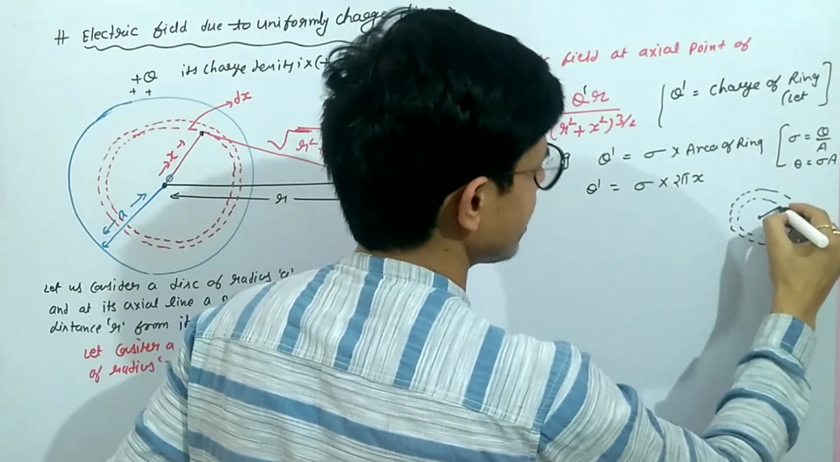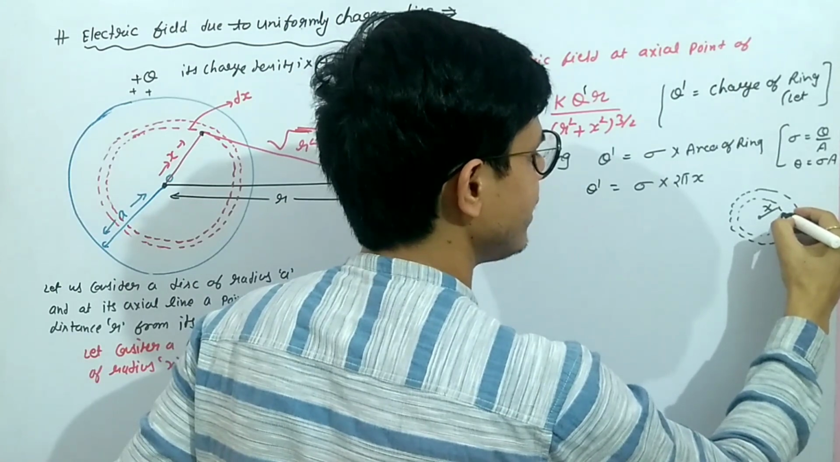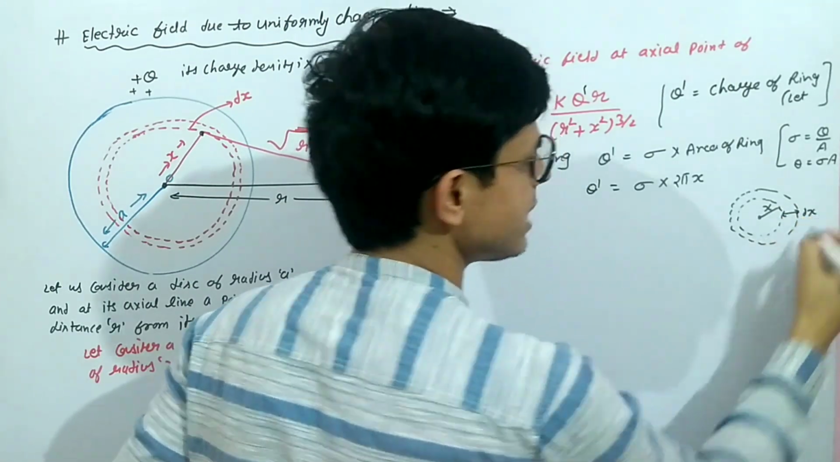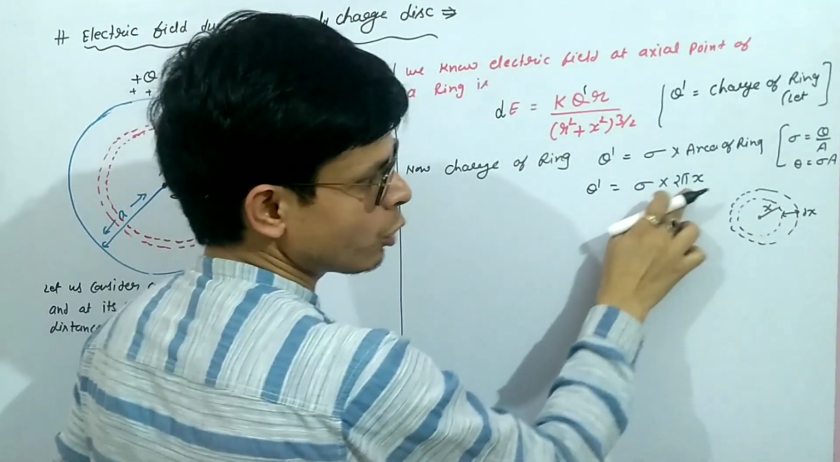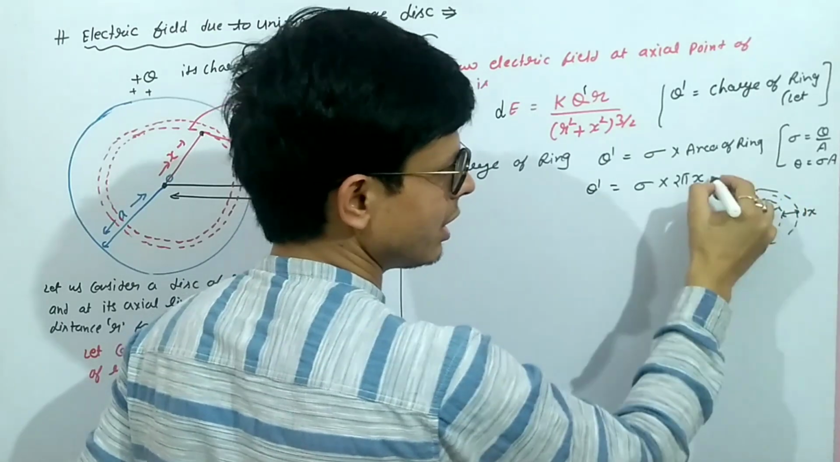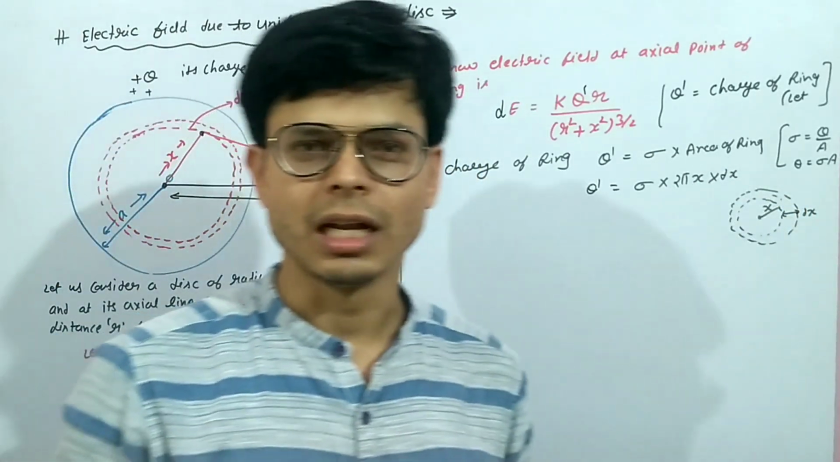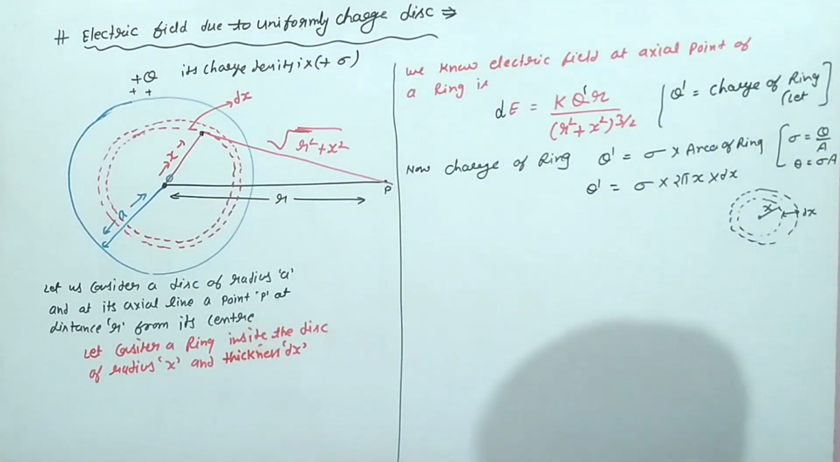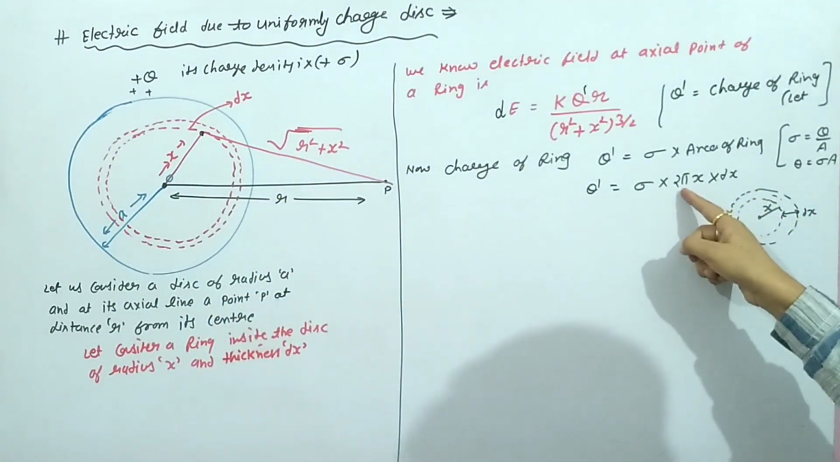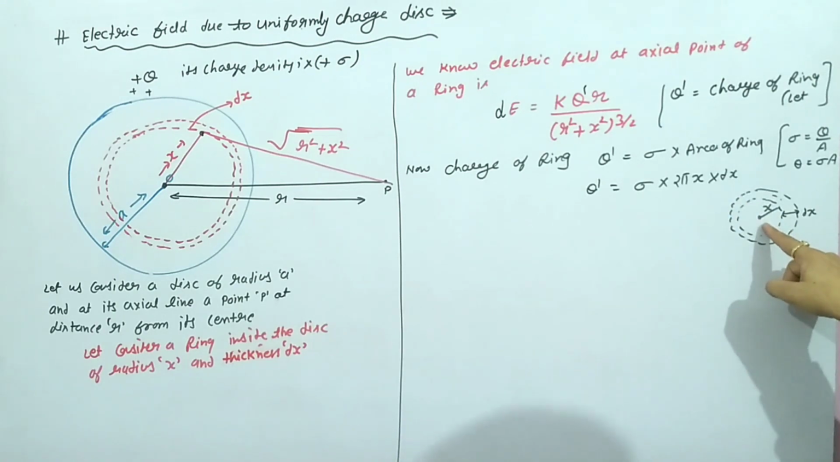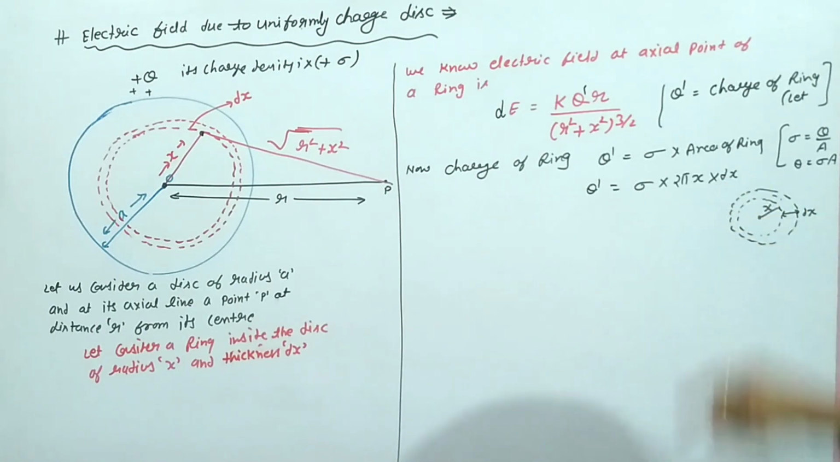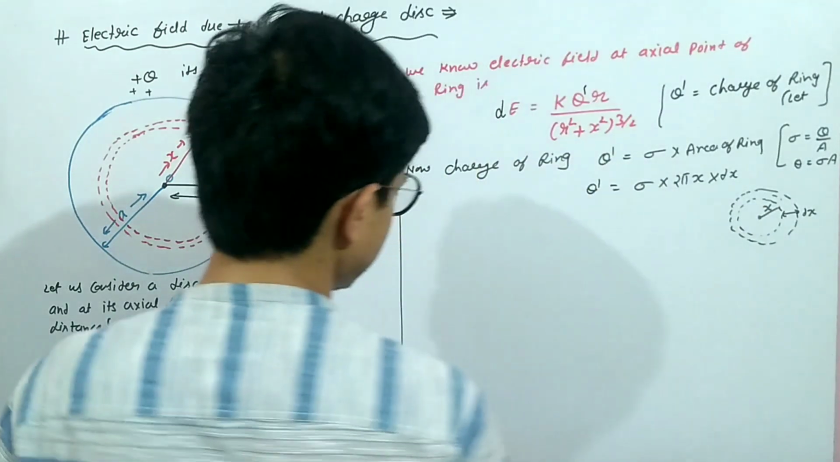This is the ring. Its radius is x and its thickness is dx. So what will be its area? 2 pi r, this circumference, into thickness dx. This is the area of the ring. Length into width. Length will be 2 pi r, and at the place of r there will be x. Radius is x into dx. So this is the charge of this ring.